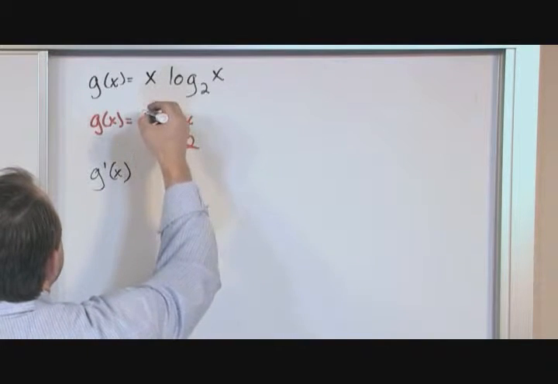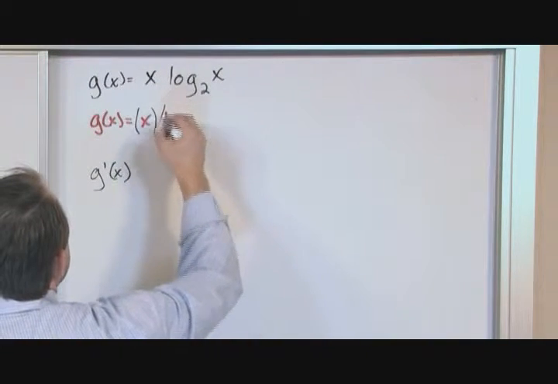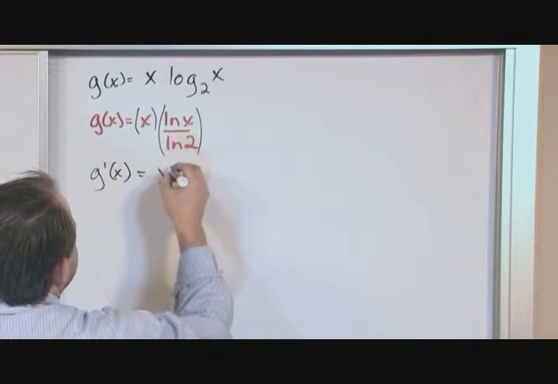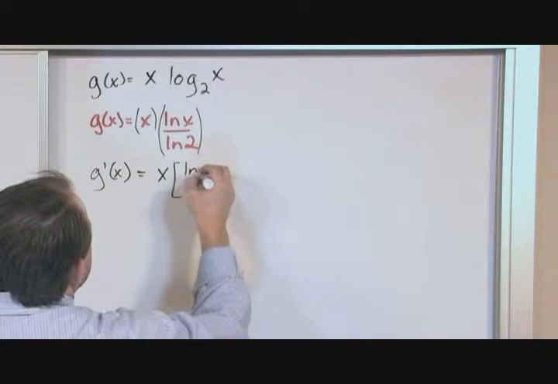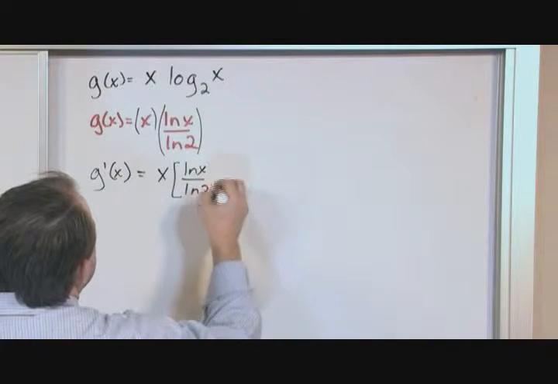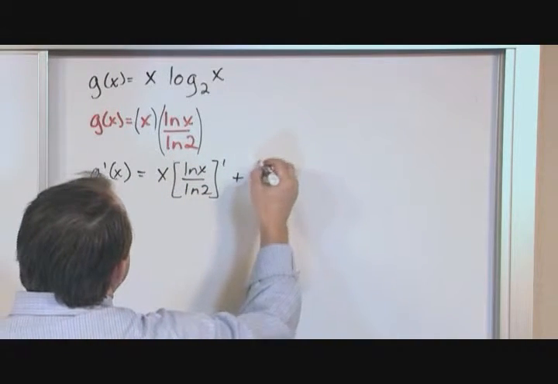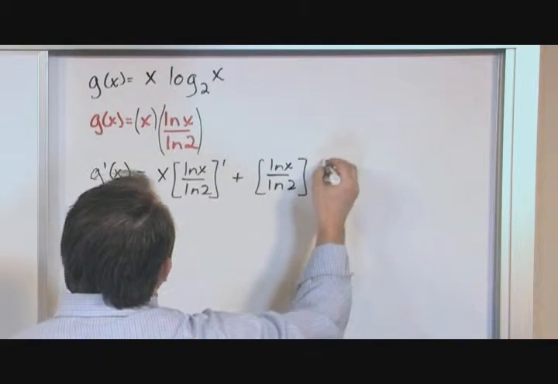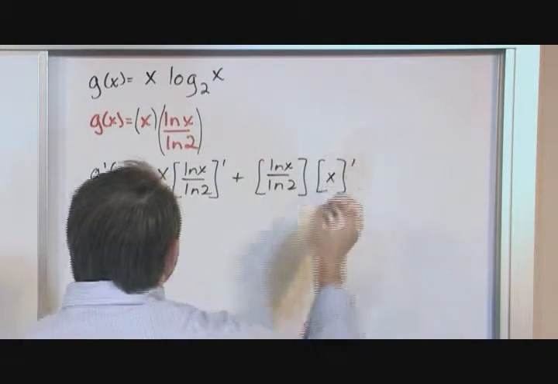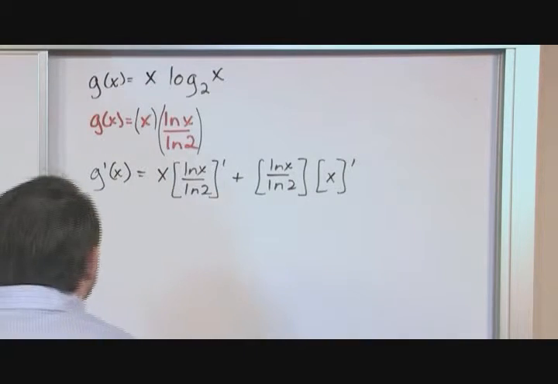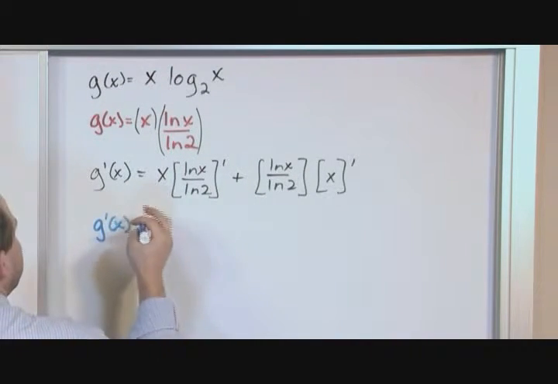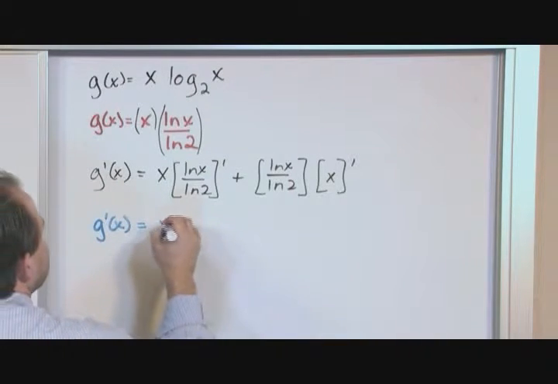We have two functions multiplied by one another. We have this function times this larger one here. So let's go ahead and do that. We'll have first times the derivative of the second function plus the second function times the derivative of the first function. And we just go in order. So g prime x is equal to x times.